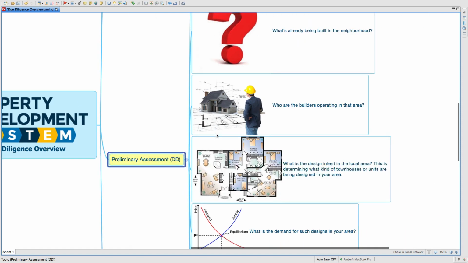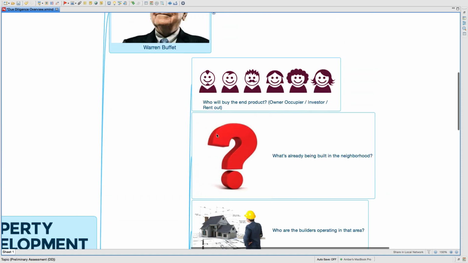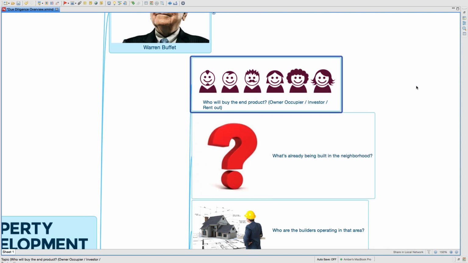So when you do your preliminary assessment, what are the questions that you've got to ask yourself? The first one is, who will buy the end product? Am I going to target the owner-occupier market, the investor market, or am I just going to hold it and rent it out to people? You've got to start with that and have answers to these questions.